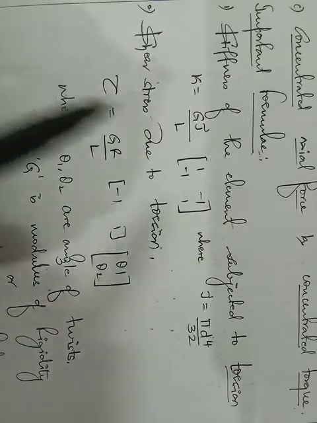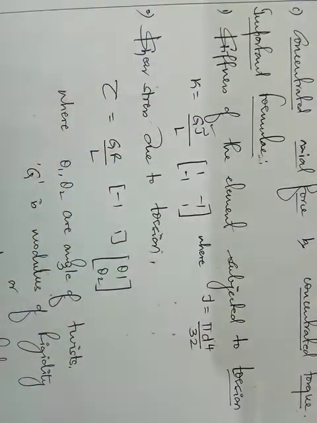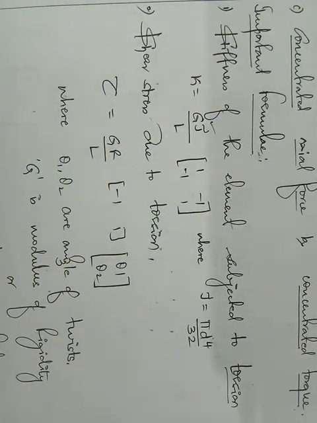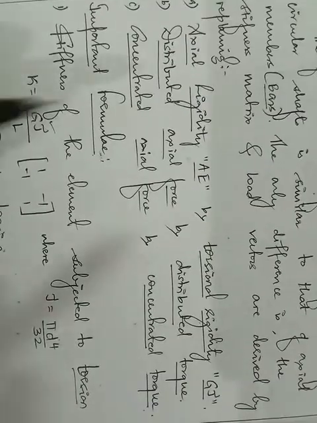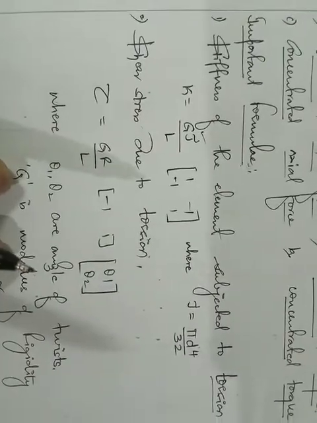Now the major change is in this point. G into J: for bars we have been following A into E by L times [1 -1; -1 1], but here AE is replaced by G into J. So axial rigidity is replaced by torsional rigidity. That was my first point: axial rigidity A into E is replaced by G into J, and that is what is visible in this formula.